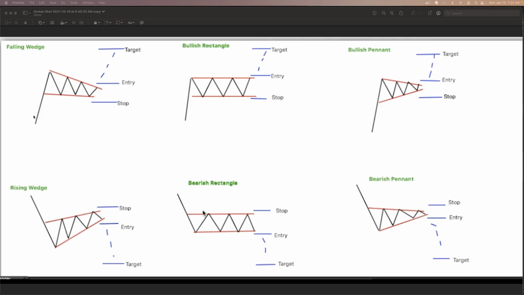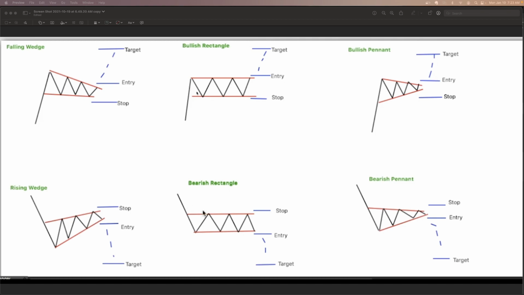All right, let's get into it. So a falling wedge and a rising wedge. On the top here we have bullish patterns. On the bottom we have bearish patterns.